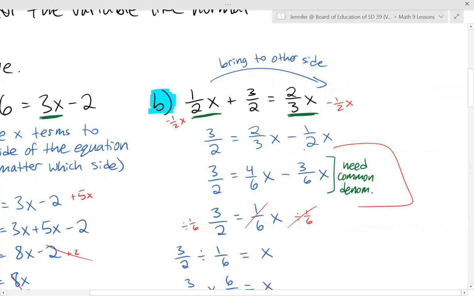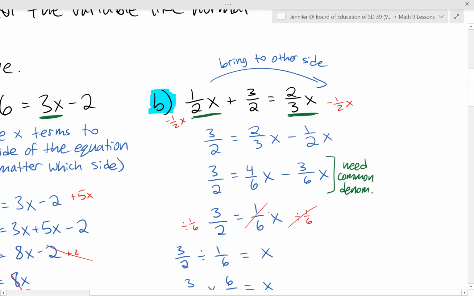The common denominator would be 6. So I multiplied this fraction by 2/2 and this one by 3/3. Now that they have the same denominator, if we have 4/6 minus 3/6, that leaves us with 1/6. We've got 1/6 x. Then we solve like normal.